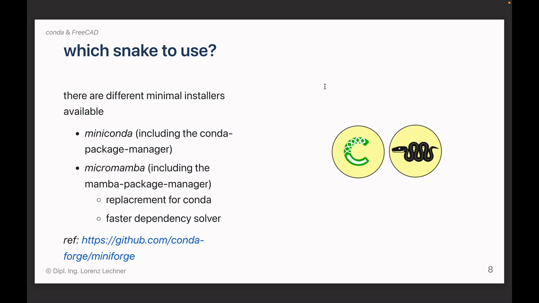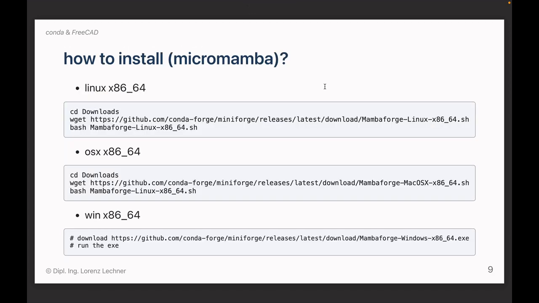But the starting point is always a minimal set of packages, which is either Miniconda or Micromamba. You can choose either of them. Next slide, for the three main different systems, I have listed the ways to install Micromamba. You basically download a shell script and call this shell script.